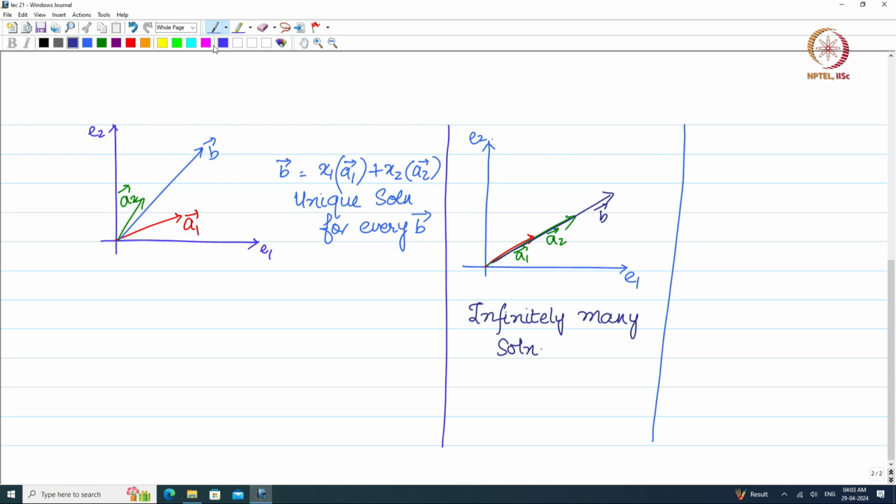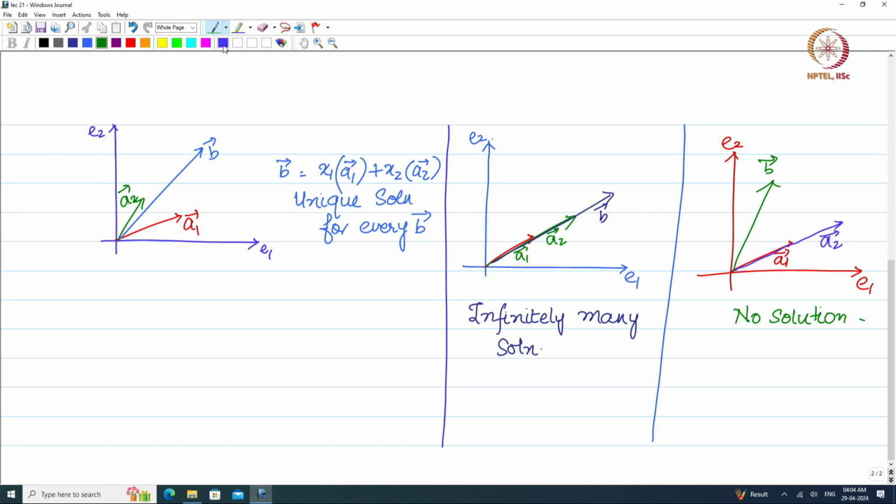The last case was even more interesting, looking like this, e1 and e2. Then what did we say? You have the A1 vector here and my A2 vector also in the same direction, and if you have this b vector in a totally different direction, we said that this corresponds to the case of no solution.